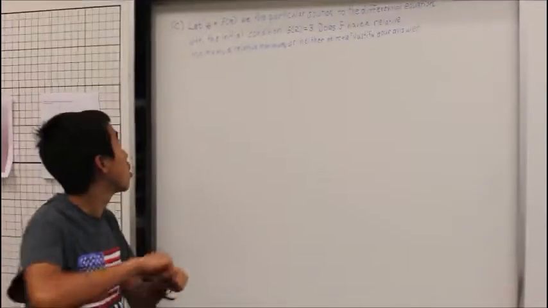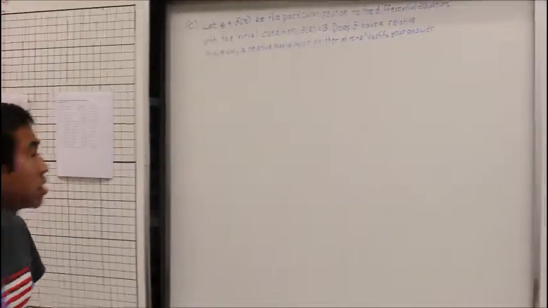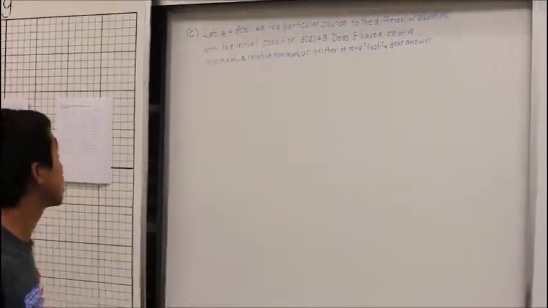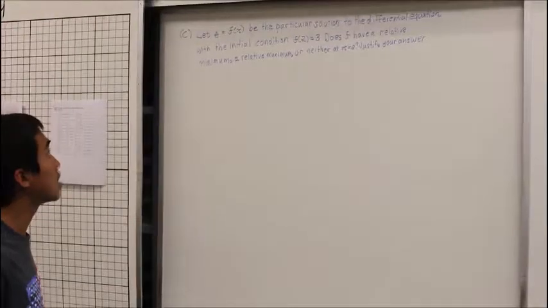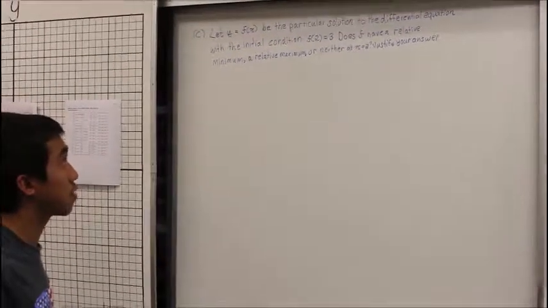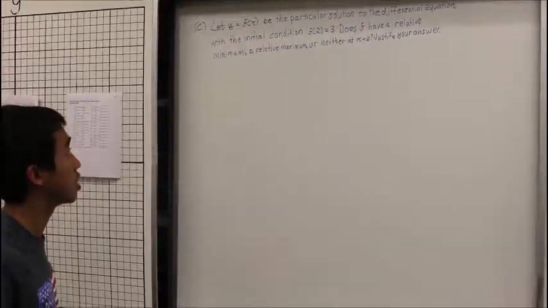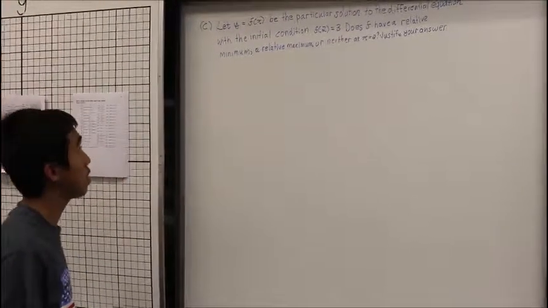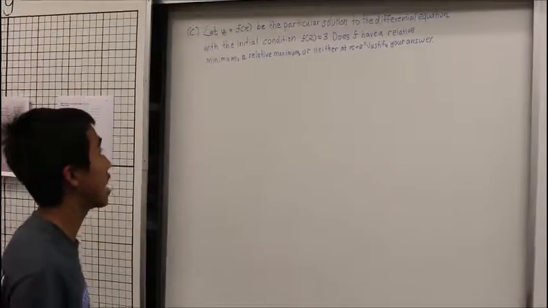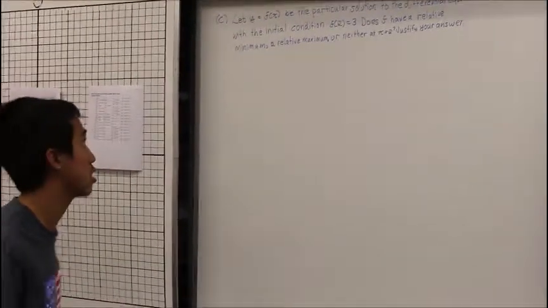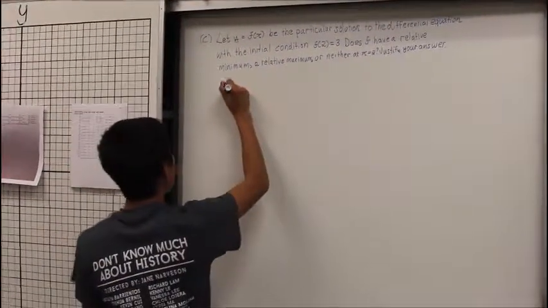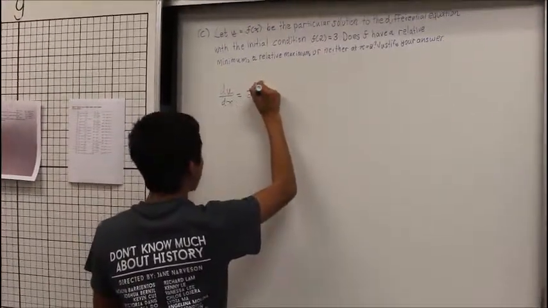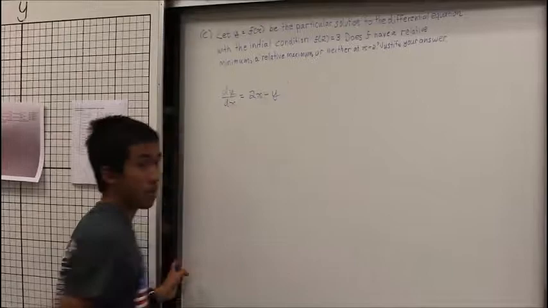All right, Professor DK at it again, and our third question is: let y equals f of x be the particular solution to the differential equation with the initial condition f of 2 equals 3. Does f have a relative minimum, a relative maximum, or neither at x equals 2? Justify your answer. So we're given the equation already, dy/dx equals 2x minus y.